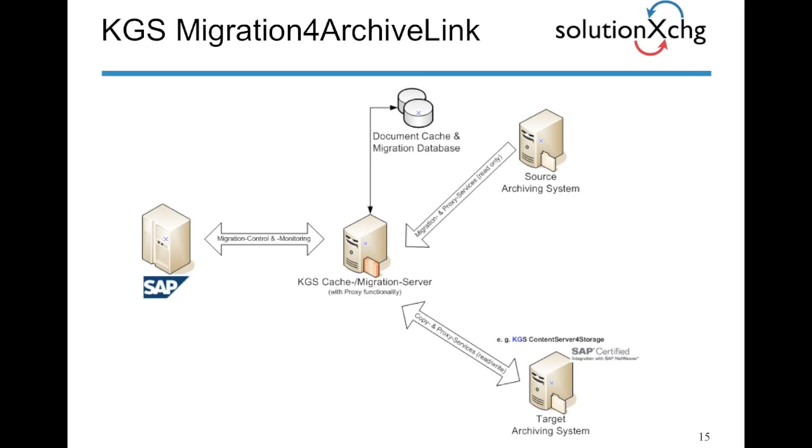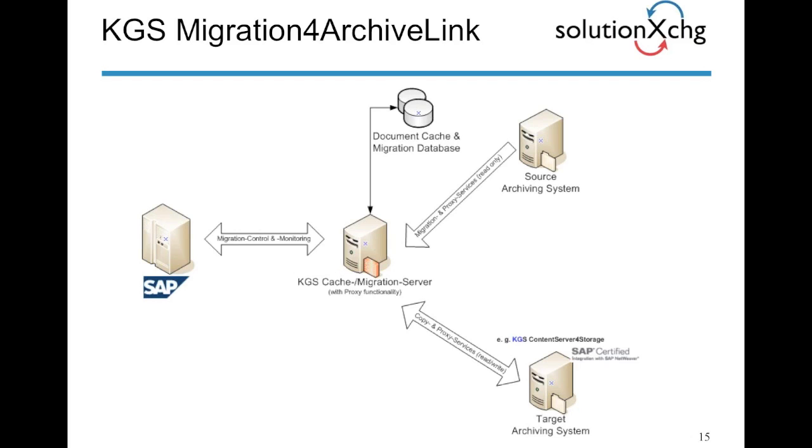There, in one spot, you have the SAP system that starts and issues all retrieval commands and pushes out the documents. And we have the source archiving system, in this case, the legacy OpenText system that was about to be replaced. And then we set up a KGS ContentServer4Storage system, which was the target archiving system where all the documents should go. So in the middle, we set up a cache migration server that was functioning as a proxy.